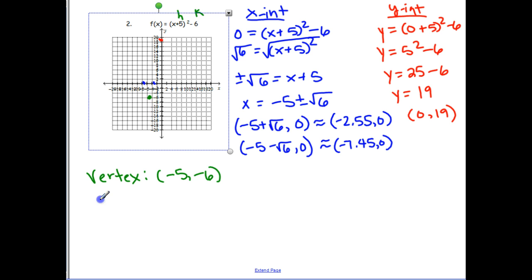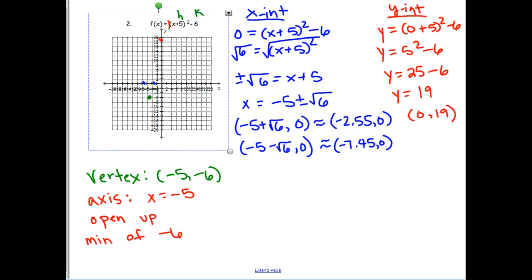The axis will be x equals negative 5. That's your line of symmetry. The coefficient in front of the x squared, that 1 is positive, so the parabola will open up. And it will have a minimum value of negative 6, the y-coordinate of the vertex.